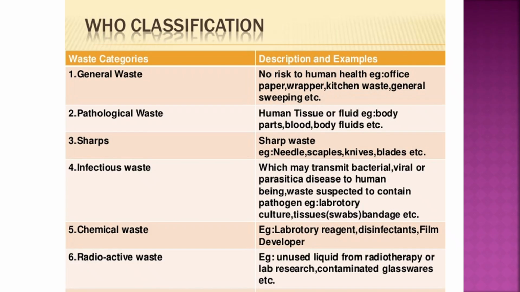Then infectious waste, which may transmit bacterial, viral, parasitic diseases to human beings, and waste suspected to contain pathogens. Examples: laboratory cultures, tissues, then bandages and dressings if they are infected. Then chemical waste, which is laboratory reagent or disinfectants used. Then radioactive waste, it is unused liquid from radiotherapy or lab research, and contaminated glassware from investigations.